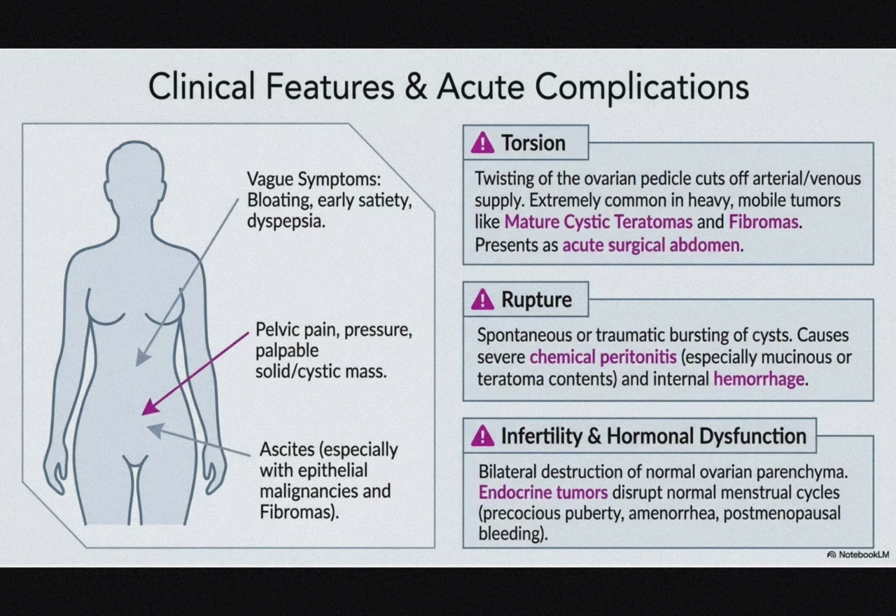Infertility and hormonal dysfunction, bilateral destruction of normal ovarian parenchyma, endocrine tumors disrupt normal menstrual cycles, precocious puberty, amenorrhea, postmenopausal bleeding. So these are clinical features and acute complications of ovarian tumors.